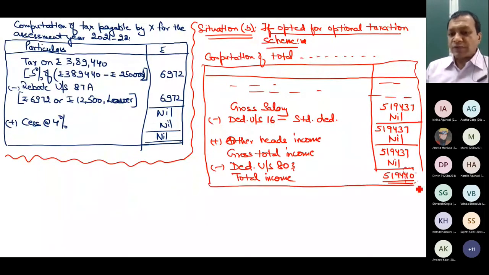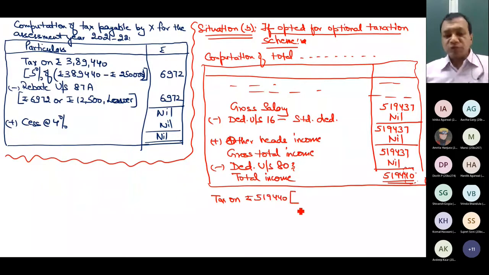Similarly, if I have opted for optional taxation scheme, then how much will be my tax? So how do I compute tax on 519,440? In optional taxation, up to 2.5 lakh nil, 2.5 to 5 lakh 5%, 5 lakh to 7.5 lakh 10%, 7.5 to 10 lakh 15%, 10 to 12.5 lakh 20%, 12.5 to 15 lakh 25%, and above 15 lakh 30%. By this logic, the tax will be up to 2.5 lakh nil, 2.5 lakh to 5 lakh 5%.